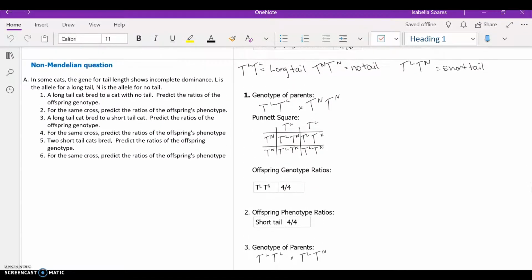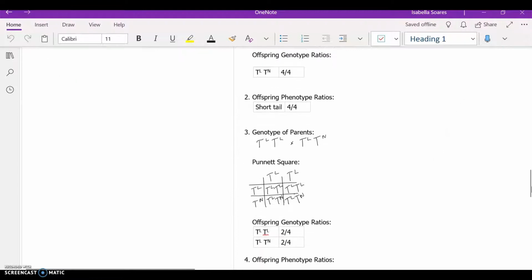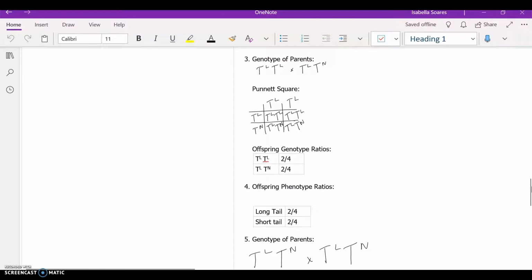Okay, for number 3, a long-tailed cat bred to a short-tailed cat. Predict the ratios of the offspring genotype. The genotype of the parents is capital T, capital L, capital T, capital L, a long-tailed cat, and capital T, capital L, capital T, capital N, a short-tailed cat. And I did a Punnett square to cross both genotypes.